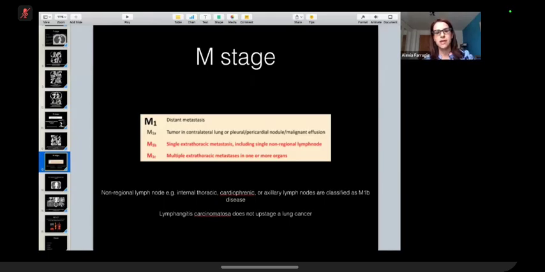Moving on to the M stage. So M1 refers to distant metastasis, and we divide it into M1A, M1B, and M1C subcategories. So with an M1A, there is a tumor in the contralateral lung, or there is a pleural or a pericardial nodule, or a malignant effusion on cytology. That by definition would make that tumor an M1A stage. And M1B includes a single extrathoracic metastasis, and this includes a single non-regional lymph node.